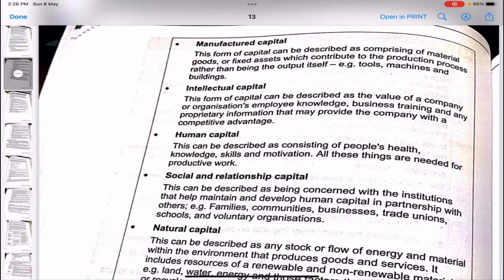The fourth one is the human capital. So this can be described as consisting of people's health, people's knowledge, people's skills, people's motivation. All these things are needed for productive work.